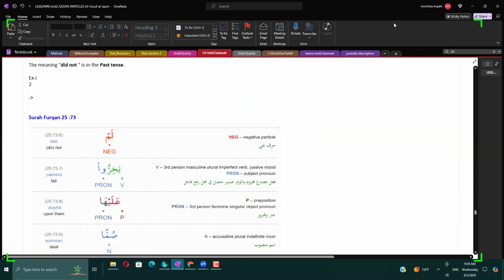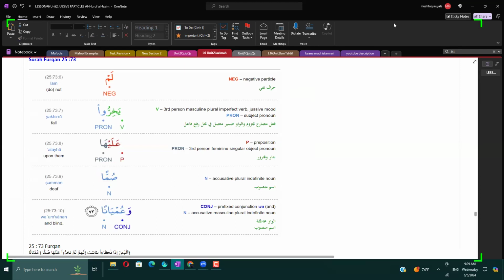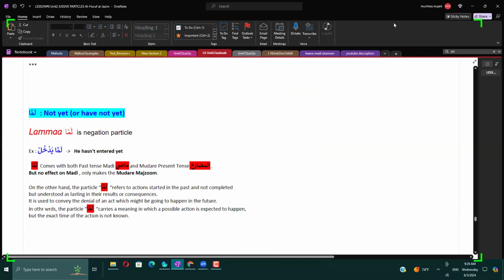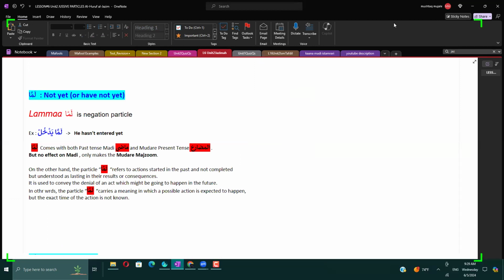We have one more example for lam: lam yakhirru alayha summan wa umyanan. Because of lam, yakhirruna loses its noon. And lamma means not yet or have not yet. This is also a negation particle, for example, lamma yadkhul, he has not yet entered.